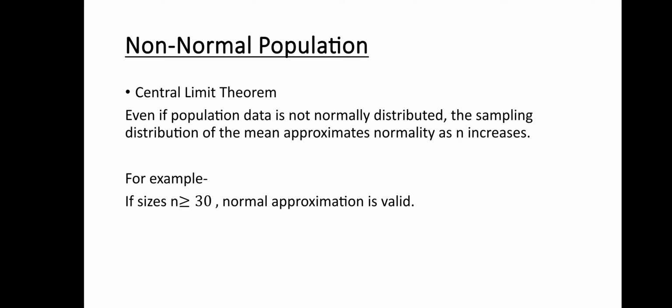Here's one of the most powerful concepts in statistics, the central limit theorem. This theorem tells us something truly remarkable. No matter what shape our original population distribution has, the sampling distribution of the mean will become approximately normal as our sample size increases. What does this mean in practice?